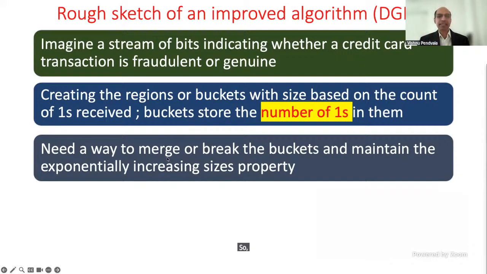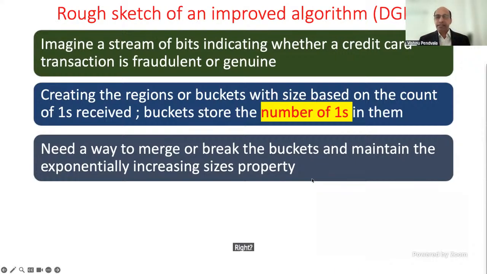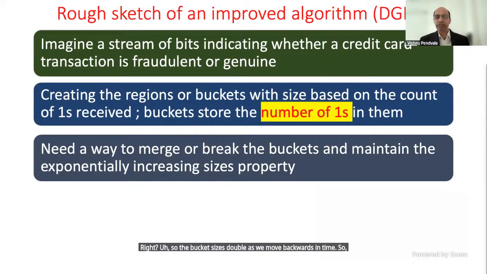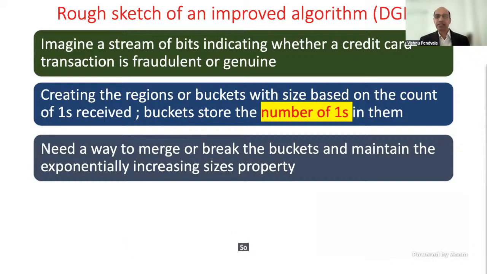So these buckets keep forming, but we need a way to merge or break the buckets and maintain the exponentially increasing sizes property, right? So the bucket sizes double as we move backwards in time. So 1, 2, 4, 8, and so on and so forth. So we ensure that the bucket size in terms of number of ones is exponentially increasing.